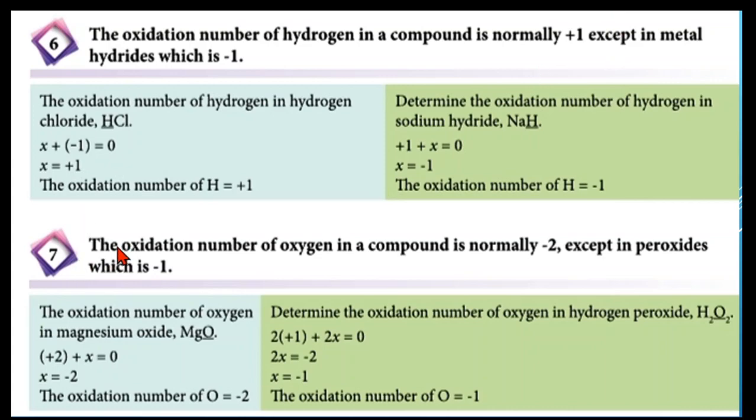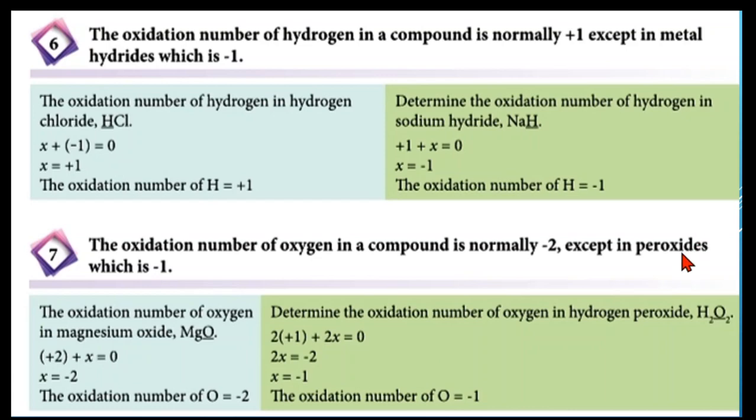Number 7. The oxidation number of oxygen in a compound is normally negative 2. Betul kan? Oxygen charge dia negative 2. Tetapi ada pengecualian juga, iaitu in peroxides. Dia punya oxidation number will become negative 1. So we look at this example. In magnesium oxide, the O oxidation number is negative 2. Because Mg is positive 2 plus X for the oxide is equal to 0. So X is equal to negative 2, right?